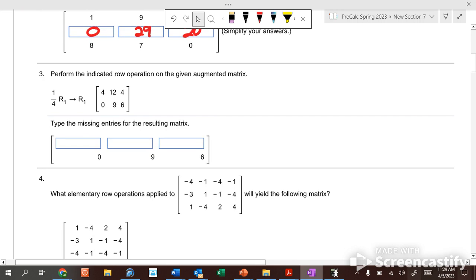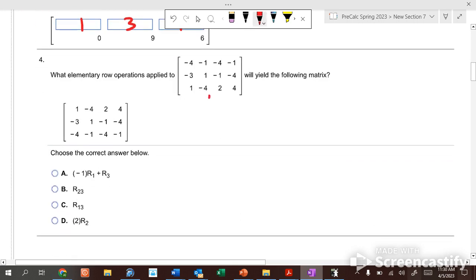If we take 1/4 of row 1 and put it in place of row 1, what do we get? That's what this is saying. 1/4 of row 1, put it in place of row 1. I get 1, 3, 1. Easy peasy lemon squeezy.